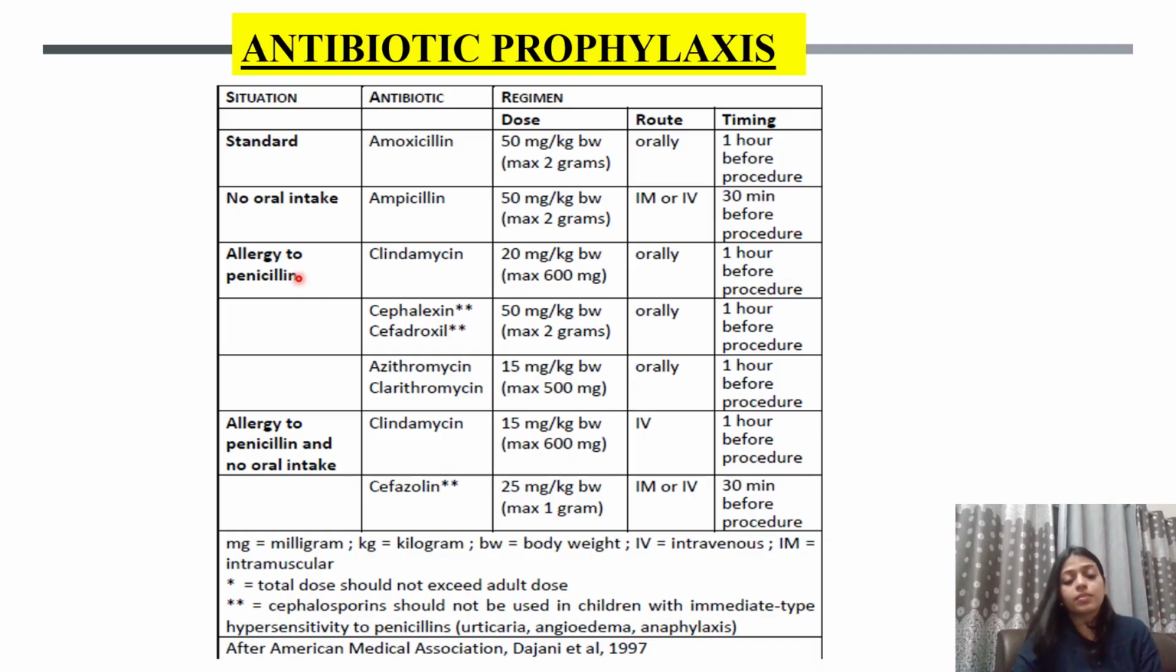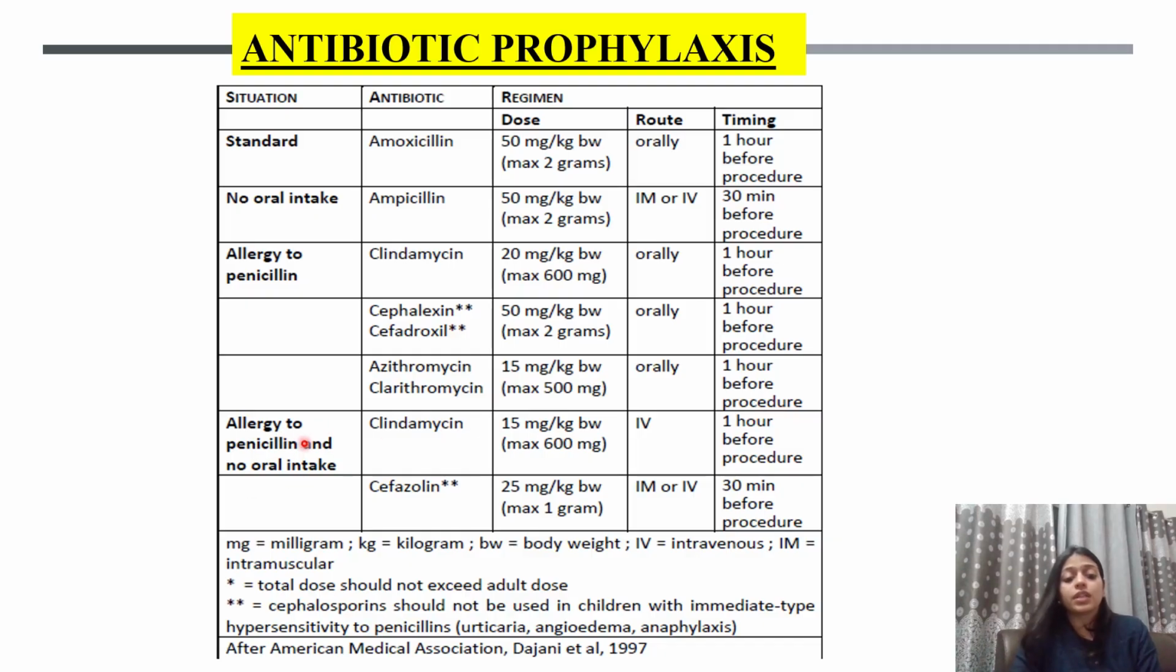But in case the patient is allergic to penicillin, then clindamycin can be given 20 milligram per kg body weight, maximum 600 mg, orally 1 hour before the procedure, or cephalexin or cefadroxil 50 milligram per kg body weight orally 1 hour before the procedure, or azithromycin or clarithromycin 15 milligram per kg body weight orally 1 hour before the procedure.